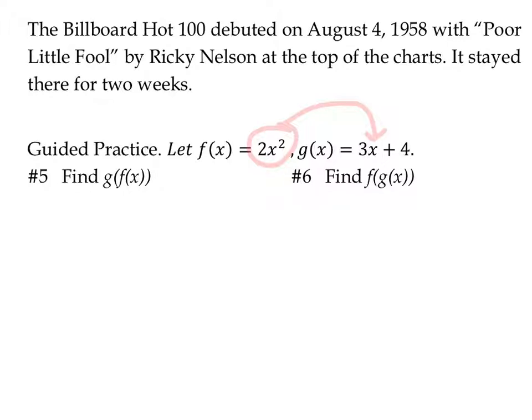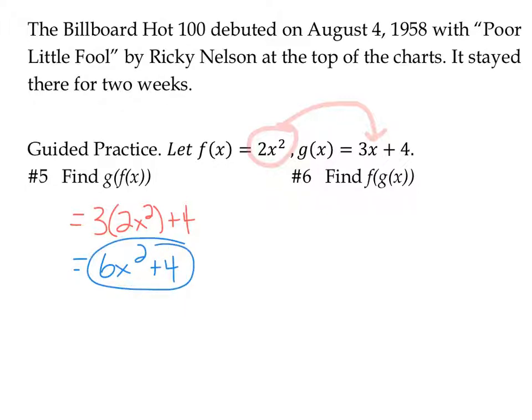So g of f of x means we're going to have 3 times 2x squared plus 4. Okay, we took this function here and we replaced x with 2x squared. Replace the x with a 2x squared. And now I can multiply that by 3 and get 6x squared plus 4. That would be my composition of the two functions.